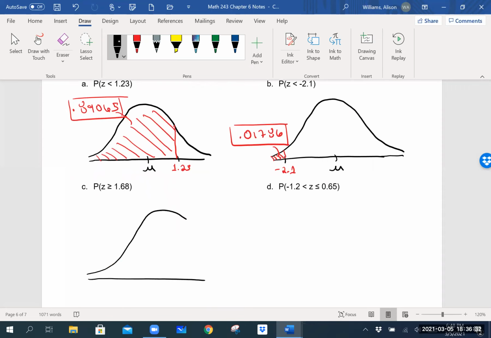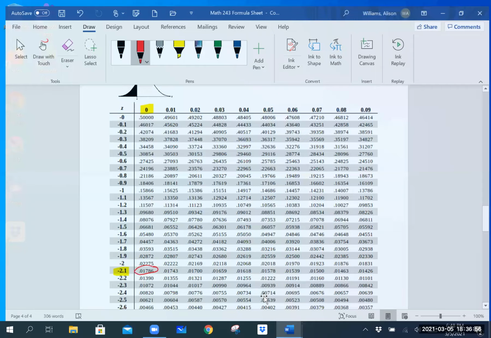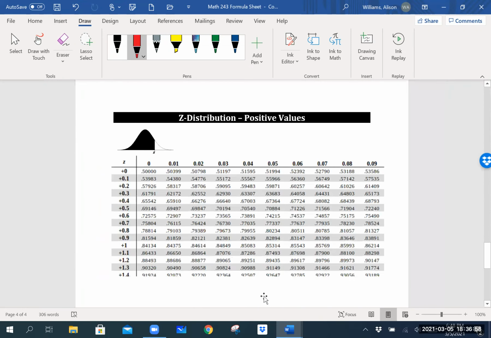So for this one, we are looking at 1.68 above the mean again, about 1.5 standard deviations, 1.68. Okay. And then it's shading to the right this time because it's supposed to be bigger than that value. So we're going to look up 1.68 off the table.